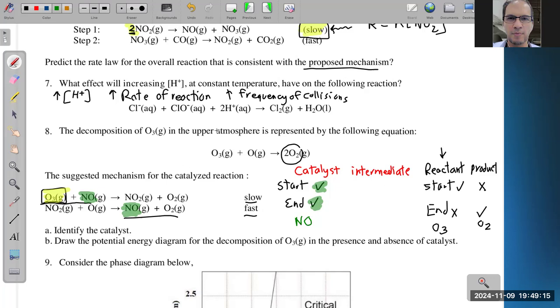ايه الفرق ما بين الكاتاليست والreactant؟ الريأكتنت I see it at the beginning and I don't see it at the end. It disappears at the end. اتحولت إلى product. لكن الكاتاليست زي ما بيدخل زي ما بيخرج. It goes in and comes out the same way.